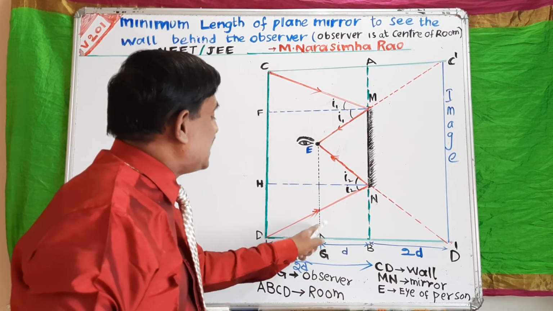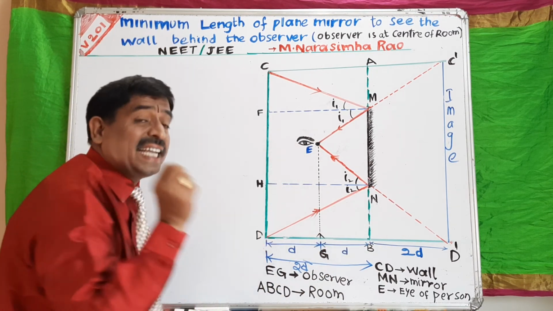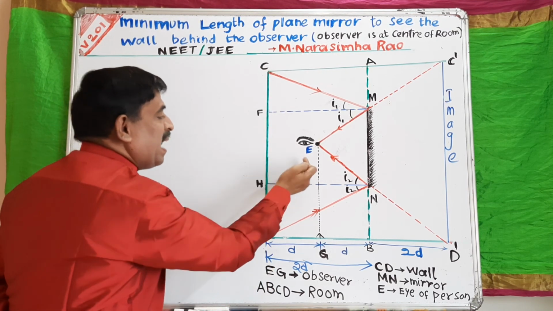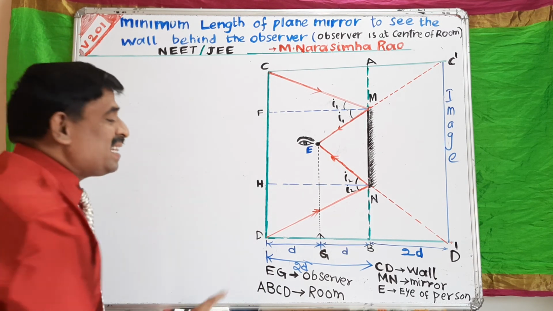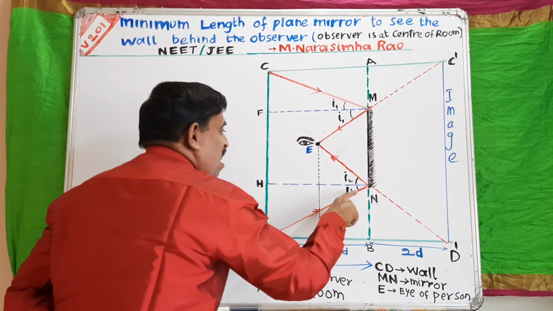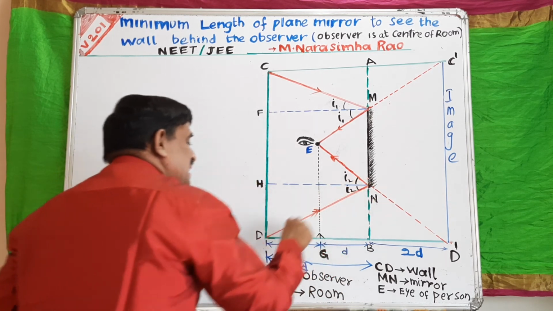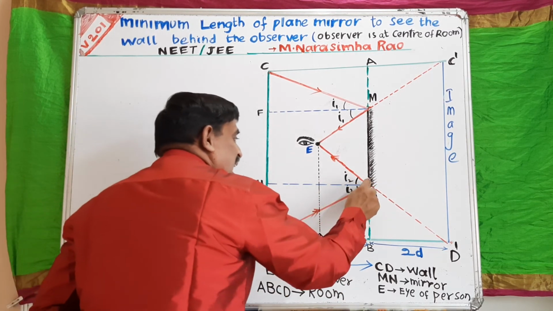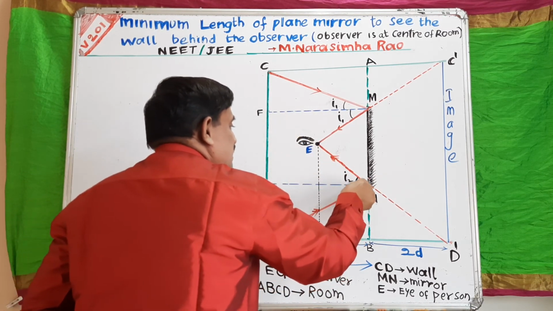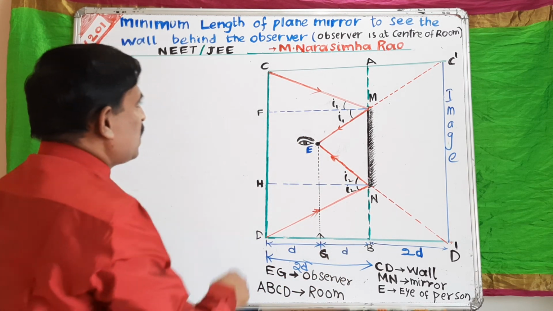The observer is present exactly at the middle of the room. Now, he wants to see the full image of the wall CD which is present behind the observer. Another light ray which is coming from the bottom of the wall is incident on the plane mirror at the point N. When the light ray is incident on the plane mirror at the point N, immediate reflection of light takes place. Thus the reflected light ray enters the eye of the observer.